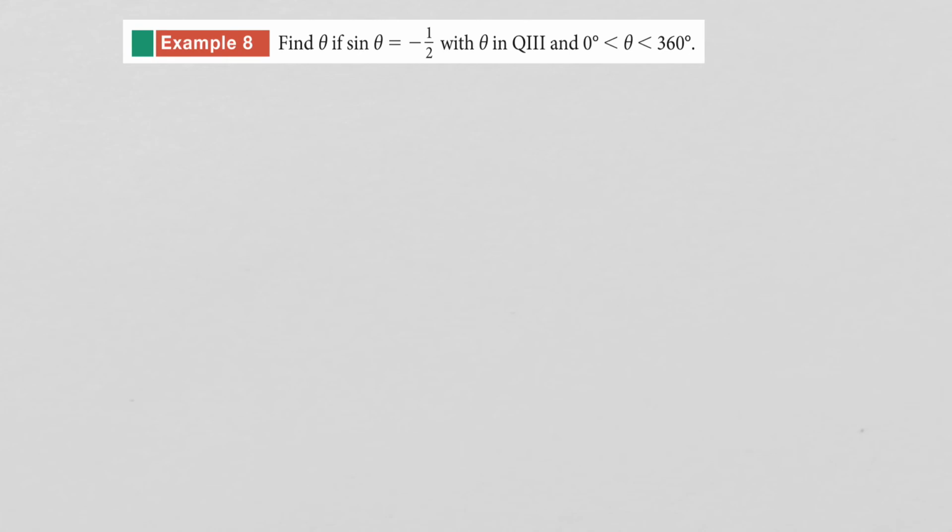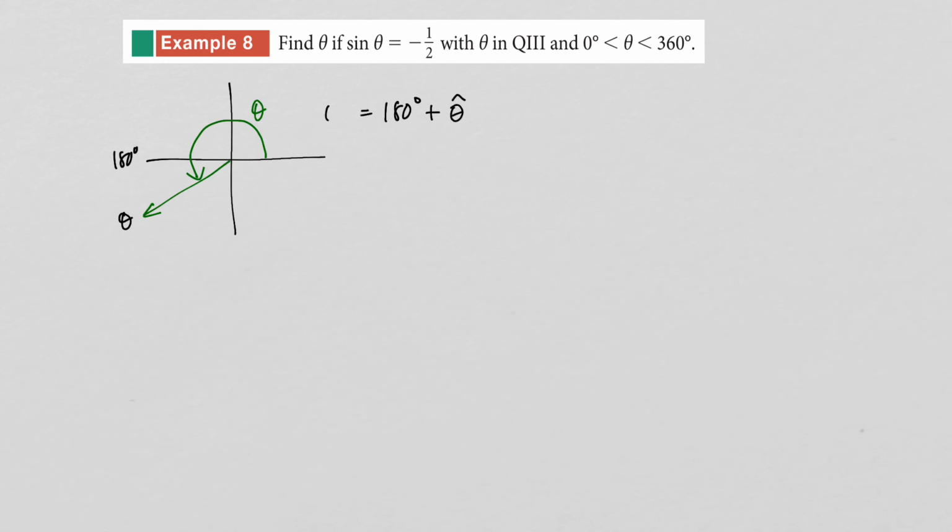So in this next example, we have find theta if the sine of theta is negative 1/2, and theta is in quadrant 3. And again, theta is between 0 and 360. So quick picture here. Theta is in the third quadrant, looks like this. So this is 180, this is theta. So 180 plus the reference angle theta hat is going to be theta, right? So we need to find the reference angle there.